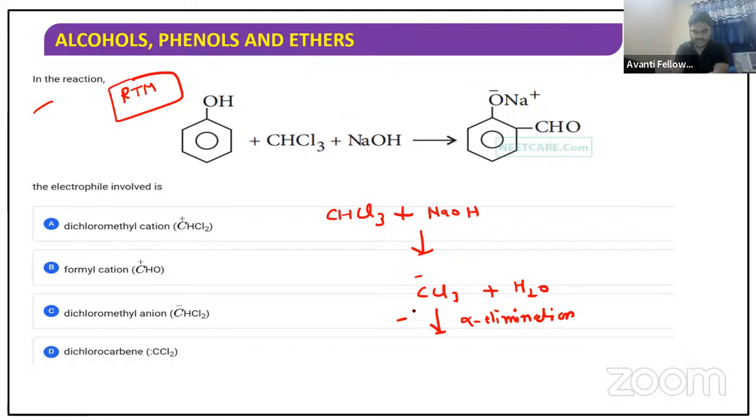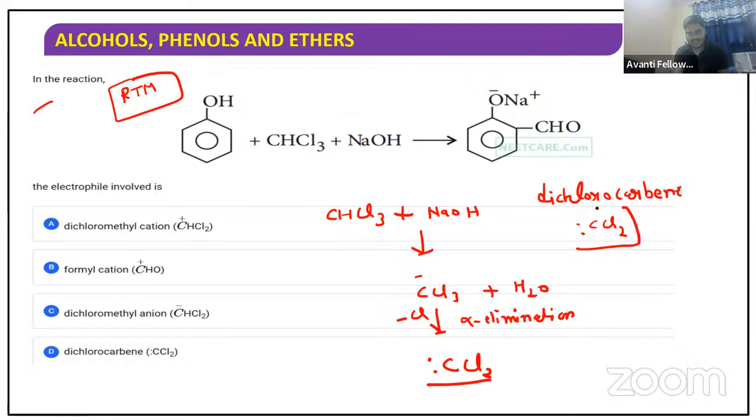अल्फा एलिमिनेशन किसका होगा, एक क्लोरीन का, तो क्या बन जाएगा CCl2, दैट इज कार्बीन। ओके, सो डाइक्लोरोकार्बीन, डाइक्लोरोकार्बीन। So dichlorocarbene, that is CCl2, acts as electrophile in RTM.